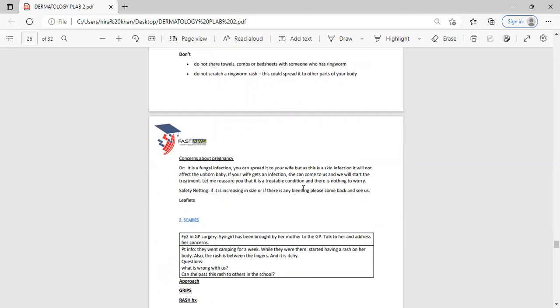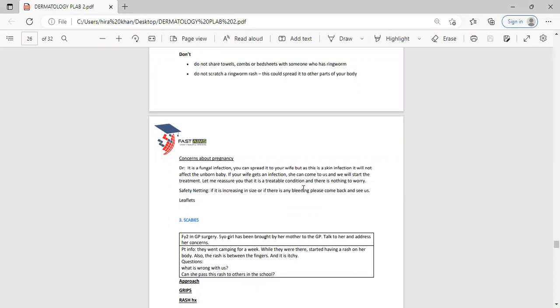Then the person might share a concern: well, I have a wife at home and she's pregnant, so can I spread it to my wife? Can I spread it to my newborn baby? So you have to mention, well, I appreciate that you are very concerned about your wife. It is a fungal infection and you can spread it to your wife, but this is a skin infection, it will not affect the unborn. And if your wife even gets an infection, she can come to us and we will start her treatment. And let me reassure you, this is something that is treatable, and there is nothing to worry about.